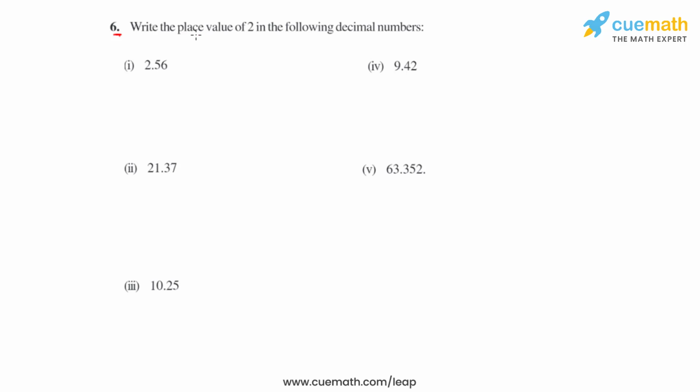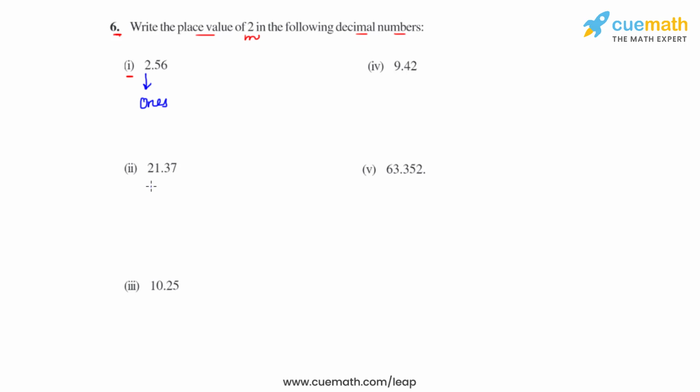Question number 6 says to write the place value of 2 in the following decimal numbers. To start with, we have the first bit, wherein the decimal number is 2.56 and 2 is immediately before the decimal point, so it is at ones place.